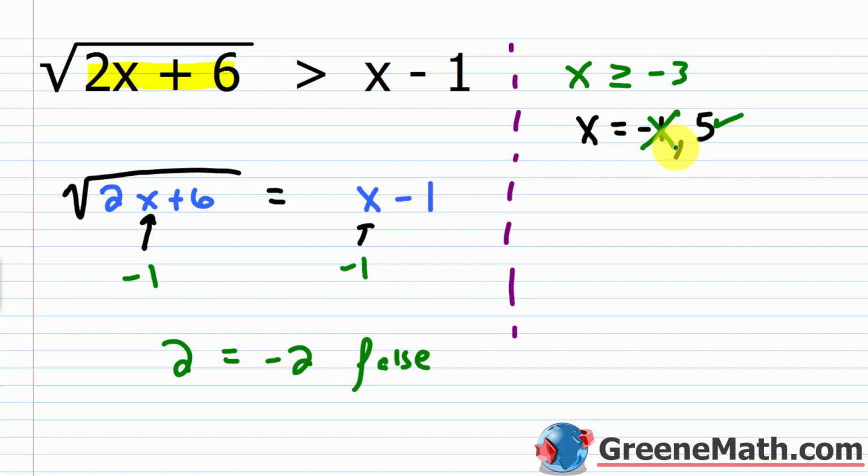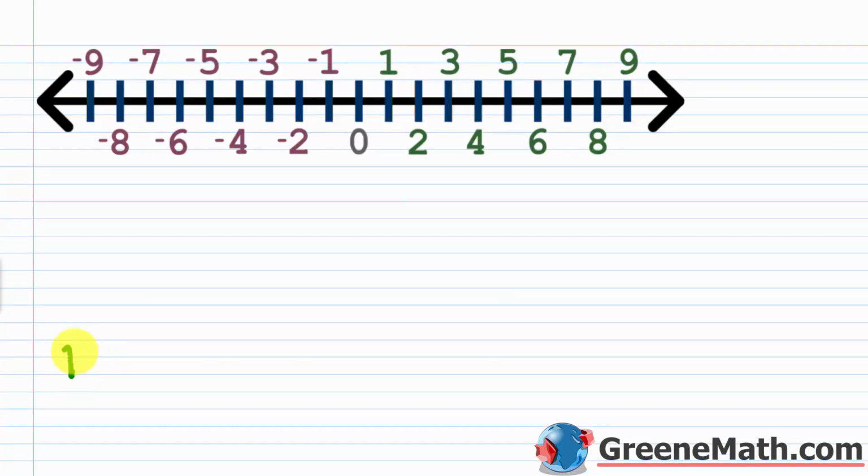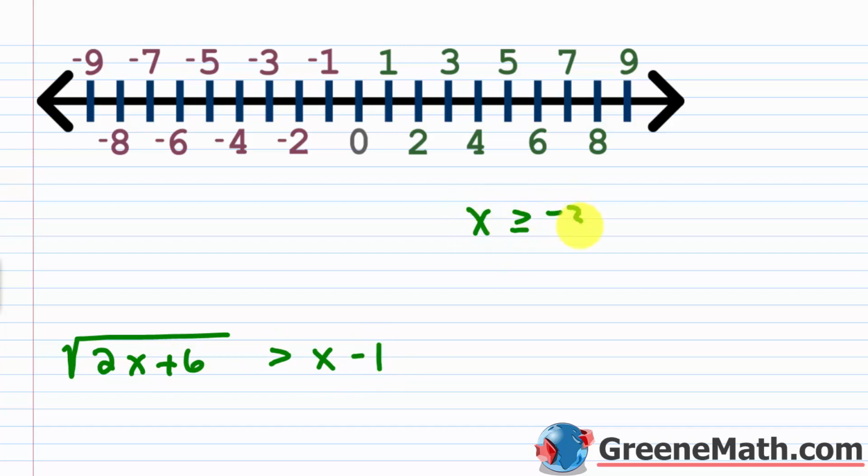So your boundary here is 5, and basically your restriction is that x needs to be greater than or equal to negative 3. So let's take this information down to the number line. So again, my inequality is the square root of 2x plus 6 is greater than x minus 1. My restriction on the domain is that x needs to be greater than or equal to negative 3. And my boundary occurs at 5. So x equals 5 is the boundary.